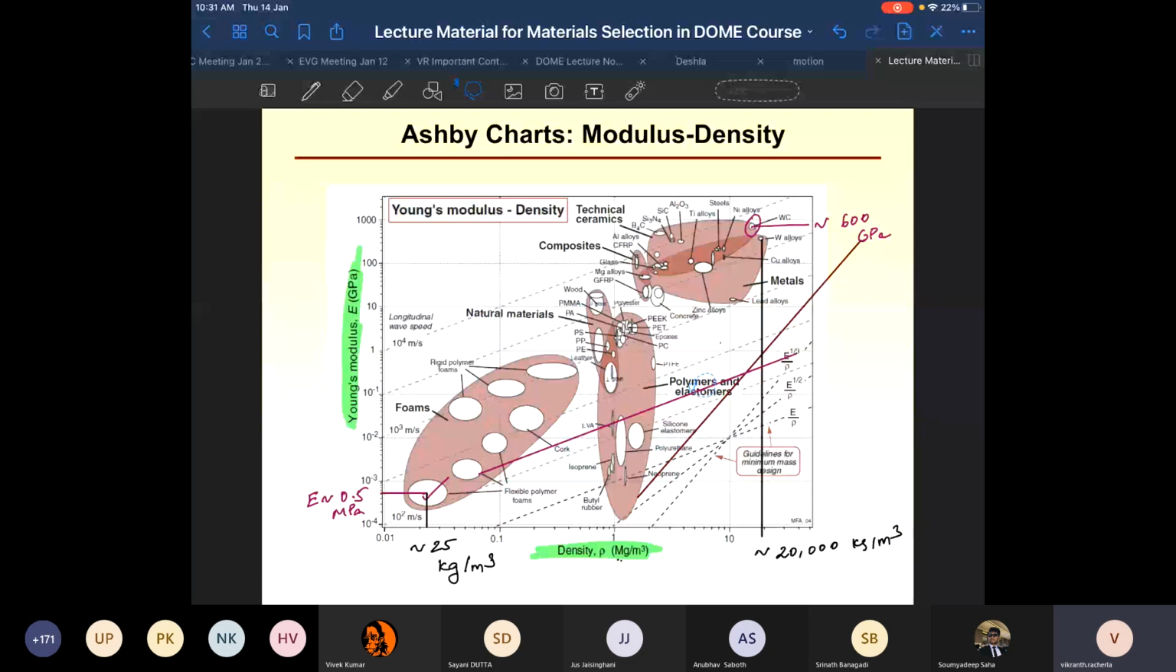Okay, so I want to see which one would be a better choice. Now you can see, if I have a bar and I am going to subject it to tension or compression, is it better to make a bar out of flexible foam, or is it better to make it out of steels, metals? Steels. It is better to make it out of metals.